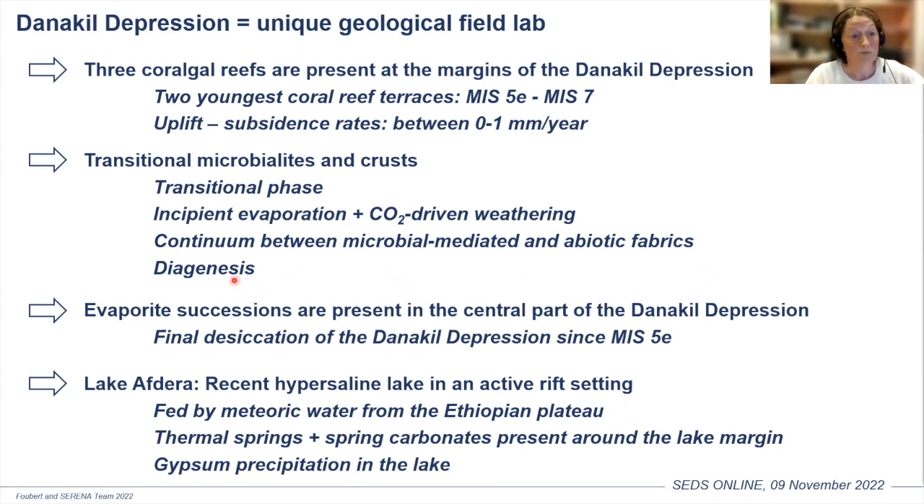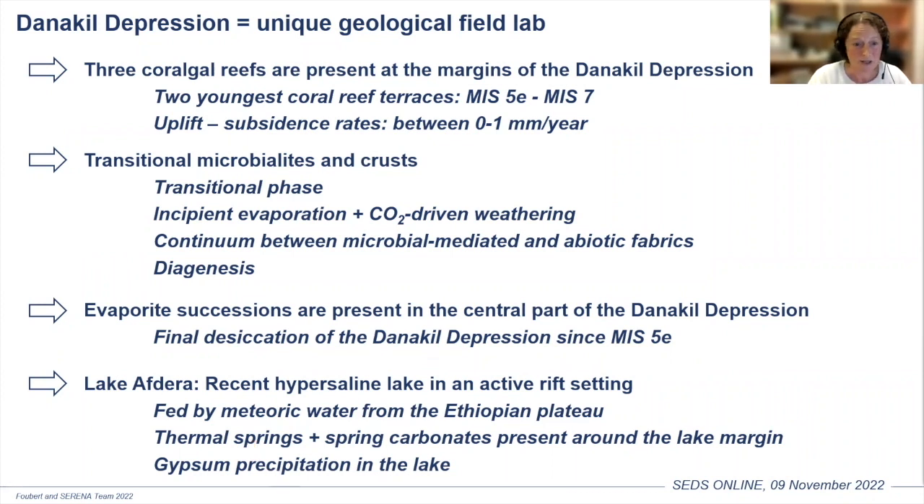These are still marginal deposits. On top of that, you have gypsum. But in the basin center, you have huge evaporite successions in the central part, which witness the final desiccation of the Danakil Depression since marine isotopic stage 5e. And in the recent past, there are still some hypersaline lakes in this active rift setting, which are fed by meteoric water from the Ethiopian plateau, with thermal springs and spring carbonates around the lake margin and gypsum precipitation within the lake.